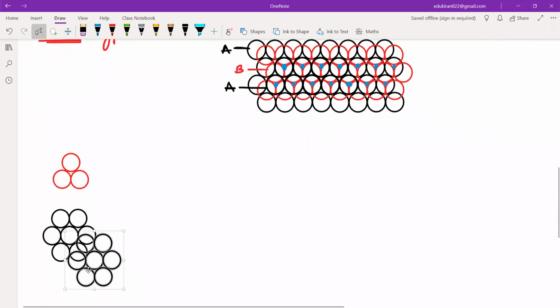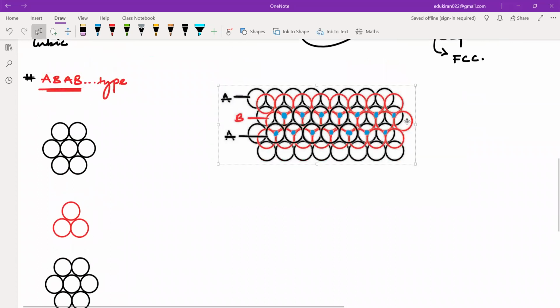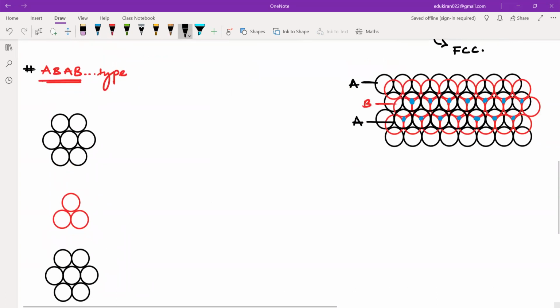So we have to complete the cycle. If I started with A, I have to end with A also. Okay, I have to also end it with A. So we have got the atoms here. Now we will join the midpoints and see what type of unit cell I am getting. Okay, so I have 6 black ones.